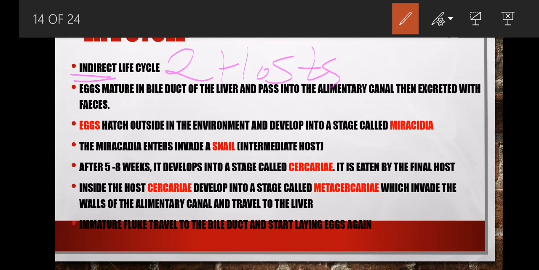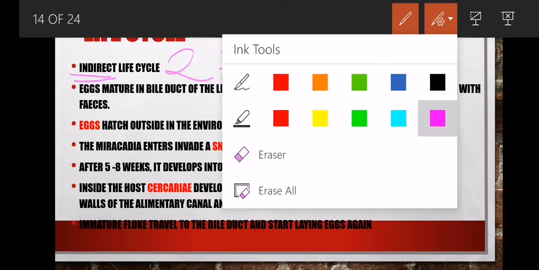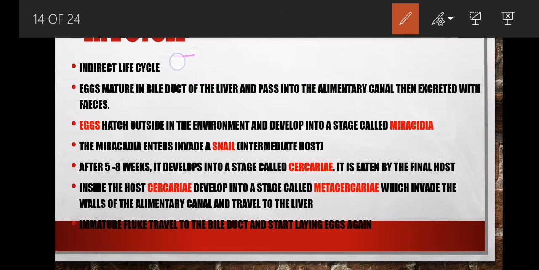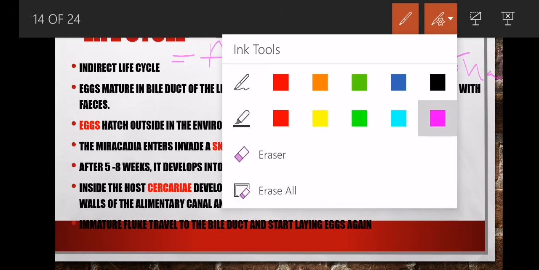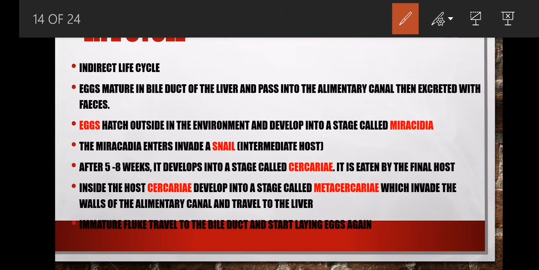Then I will tell you which are these different hosts that we have. But just to brief you, we have the two hosts. We will have the farm animal, and then we will have the intermediate host. The intermediate host is the snail. So the farm animal is the main host. Then the snail will be the intermediate host. Let's look at this cycle, people.